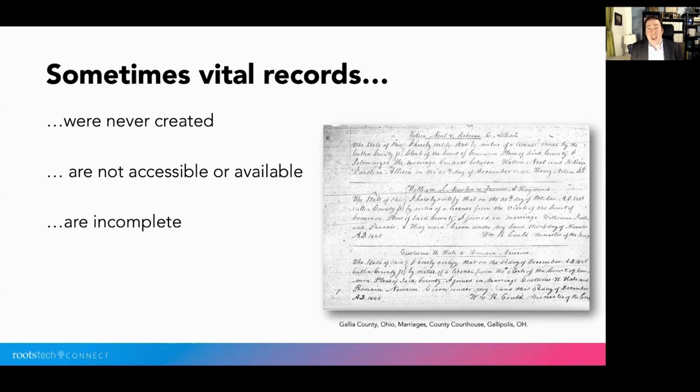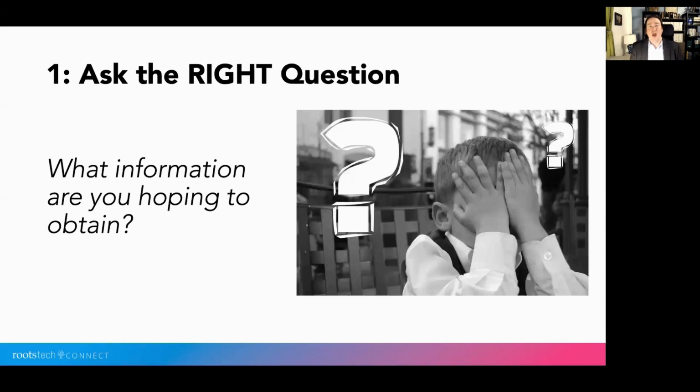And so it's okay to not have the vital record. So here are 15 strategies for when that happens to you, to make sure that you don't sweat it when you don't have the vital records for your family history research. The first strategy is to make sure that you're asking the right question. This is a mistake that I frequently made as a genealogist when I was first starting out, and I still make it now. It's that sometimes I'm asking the wrong question.